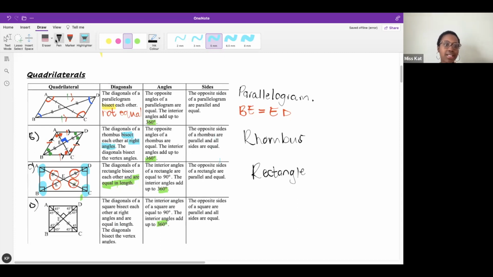And then last but not least, I hear you guys say D is a square, and that would be correct. A square reminds us of a rhombus, but additionally, all the angles on the corners are 90 degrees, and all the diagonals are equal.